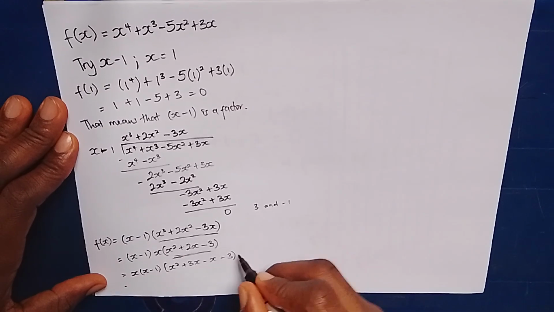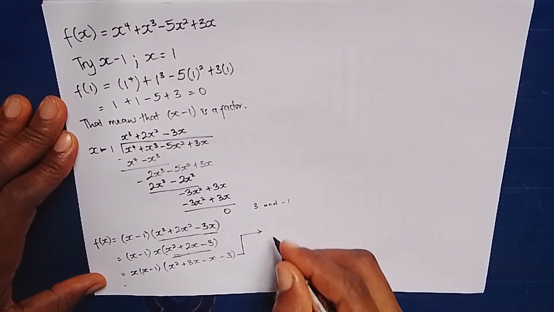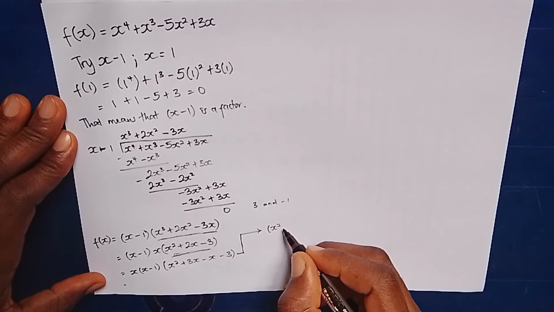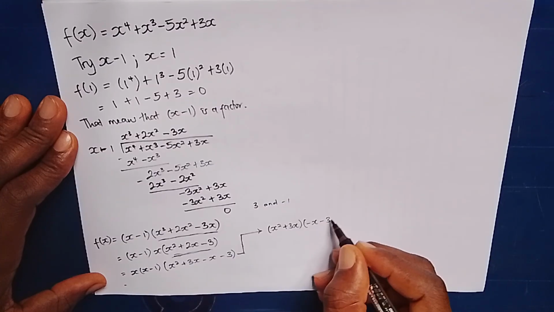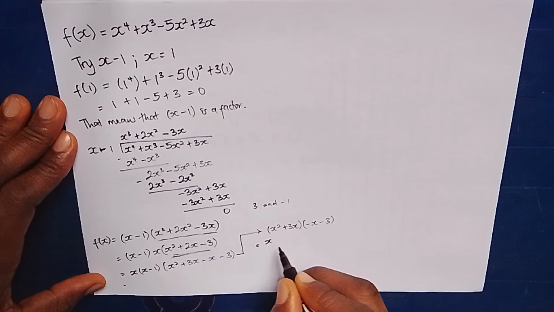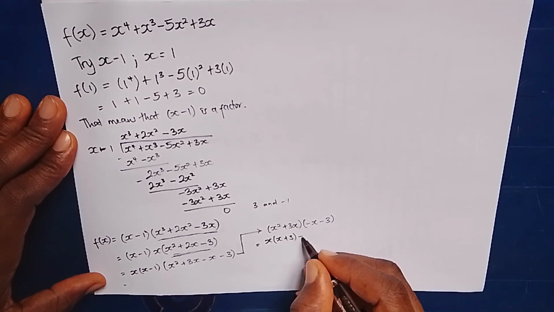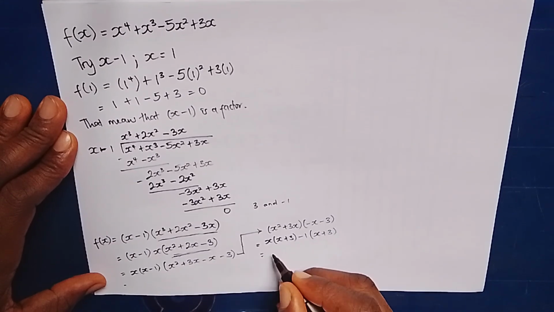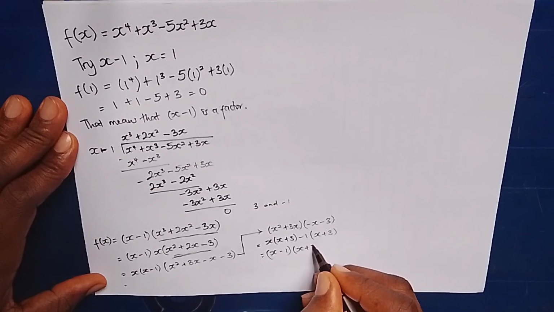So let's just single this out and factorize it. This becomes x squared plus 3x minus x minus 3. What do we have in common here? We have x, we factor out x, and you have x plus 3. What do we have in common here? Minus 1. This becomes x plus 3. So that means this is equal to x minus 1 and x plus 3.